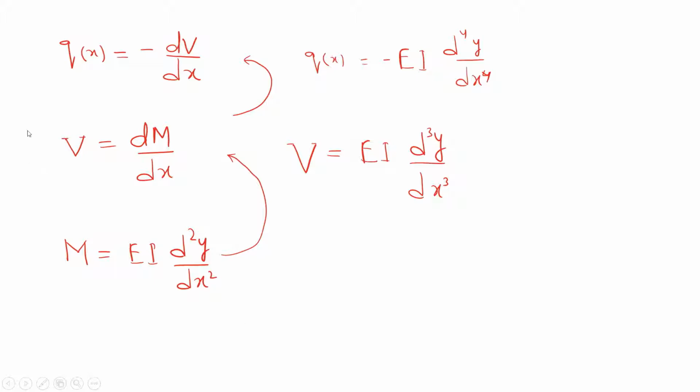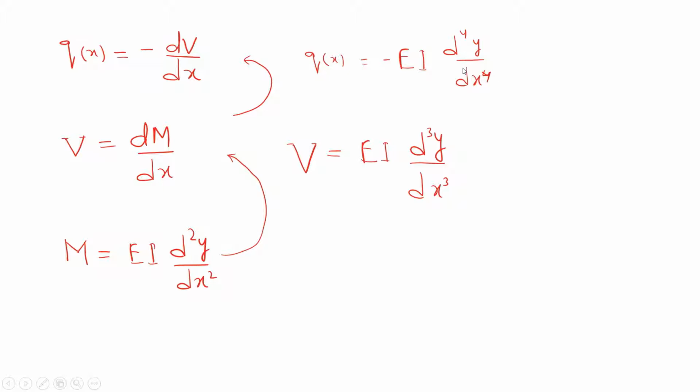So now we have q(x) equals minus dV by dx from the equilibrium equations, V equals dM by dx, and from the moment curvature relationship M equals EI d2y by dx squared. If we substitute M into the equation for V, we get V equals EI d3y by dx cubed. Then substituting V into the first equation, we get q(x) equals minus EI d4y by dx to the power 4. This is the governing differential equation of a beam, a fourth order differential equation.